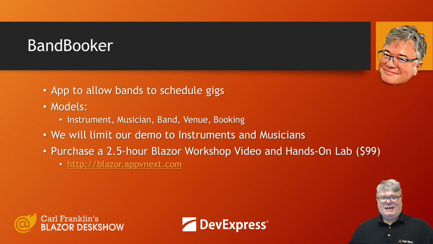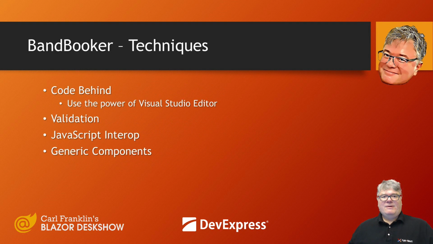So here are the techniques that I'm going to show you in this demo. Code behind, which means that instead of having a code block in a Razor page, we're going to move that into its own class. We're going to do input validation, right? So if we don't pass validation, we can't input. JavaScript interop, you mentioned the focus. Somebody mentioned how to set focus. Yes, I can show you how to do that. It's exactly what I use it for. And then generic components. So you can build your own reusable components that work across different data types. I'll show you that as well.